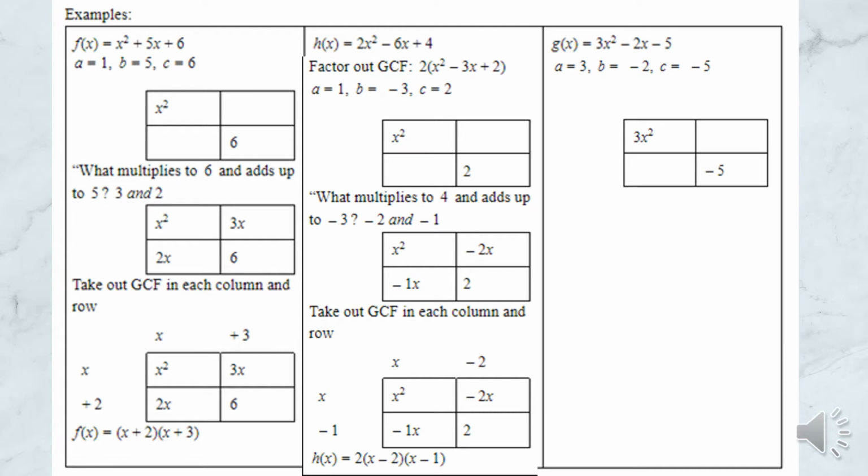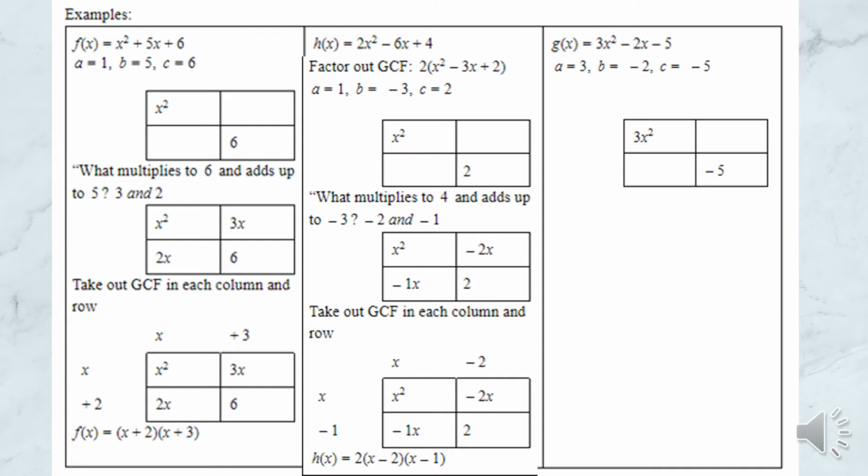In x squared and negative 1x, the GCF is just x. In negative 2 and 2, my GCF is negative 2. In the top row, I have x squared and negative 2x. My GCF, again, is x. And in negative 1x and 2, my GCF is negative 1. Therefore, I have to remember to put my GCF back, but my factored form is 2 times x minus 2 and x minus 1.